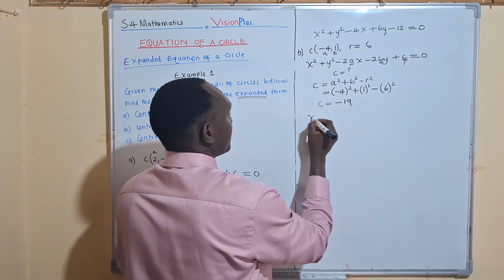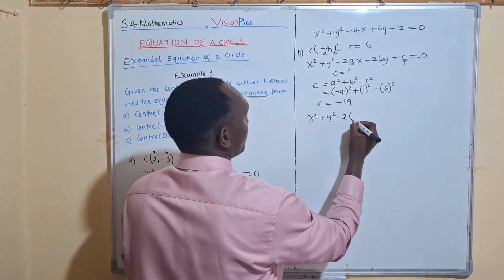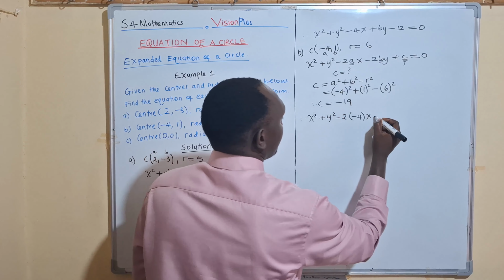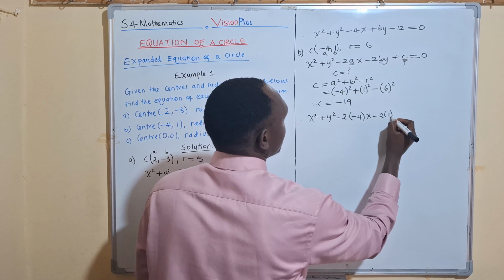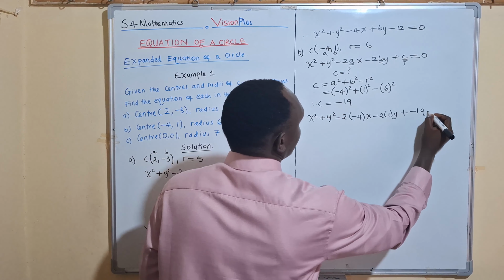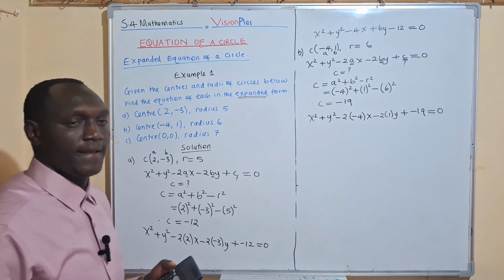So therefore here we shall have x squared plus y squared minus 2a. What is a? A is -4. And there is that x attached, minus 2. What is b? B is 1. There is y, plus c. What is c? C is -19. Then equal to 0. Don't forget to say equals to 0.